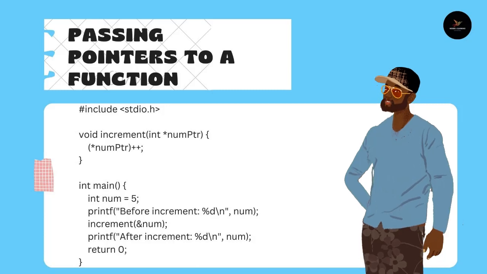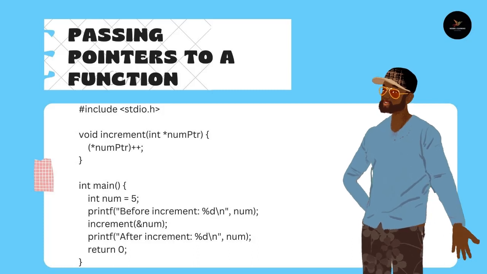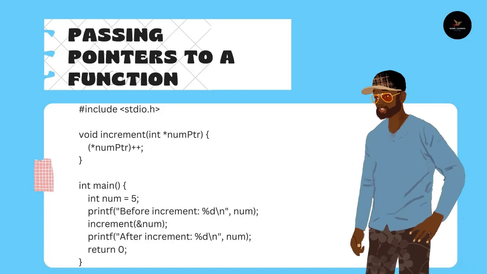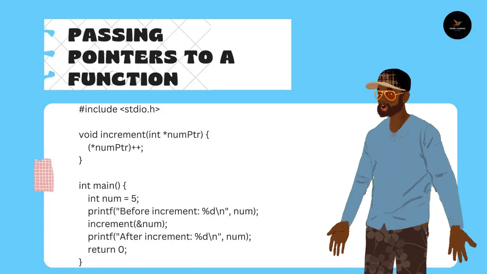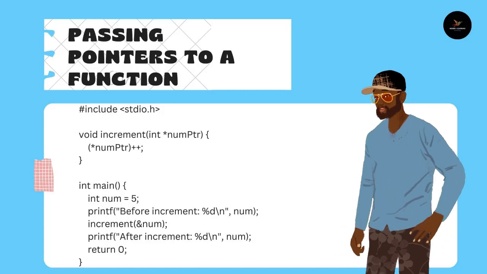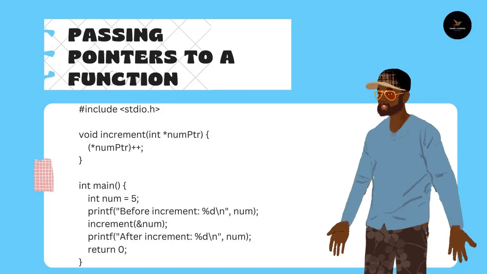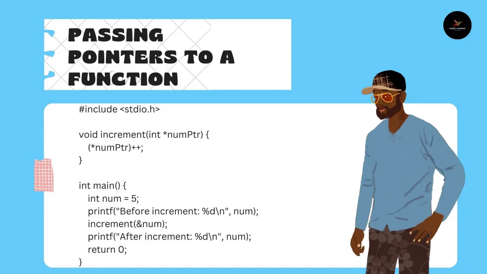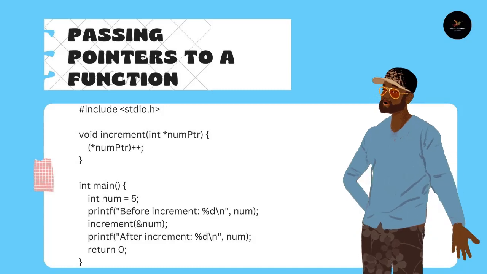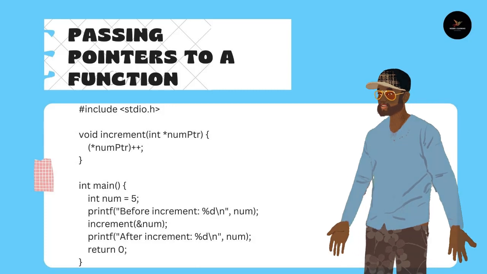If we pass a variable to a function directly and modify it inside the function, the changes won't be reflected outside the function. By passing a pointer to a variable instead of the variable itself, we can modify the value of the variable outside the function, since we're actually modifying the value stored in the memory location pointed to by the pointer. In the example above, if we had passed num directly to the increment function instead of a pointer to num, the value of num would not have been modified outside the function. But since we passed a pointer to num, the value of num is incremented, and the change is reflected outside the function.